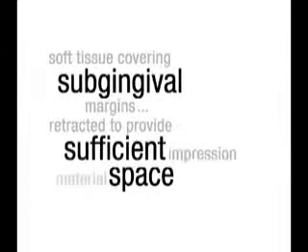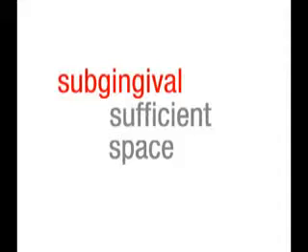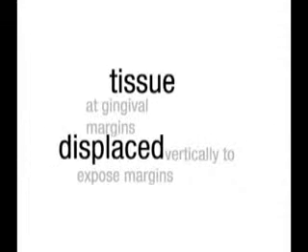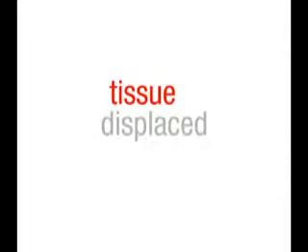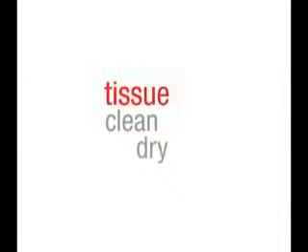First, soft tissue covering subgingival margins and axial walls must be retracted horizontally to provide space for a sufficient amount of impression material. Second, tissue at the gingival margins must be displaced vertically to expose the margin. Third, all hemorrhaging must be arrested. And fourth, all hard and soft tissue to be reproduced in the impression must be clean and dry.